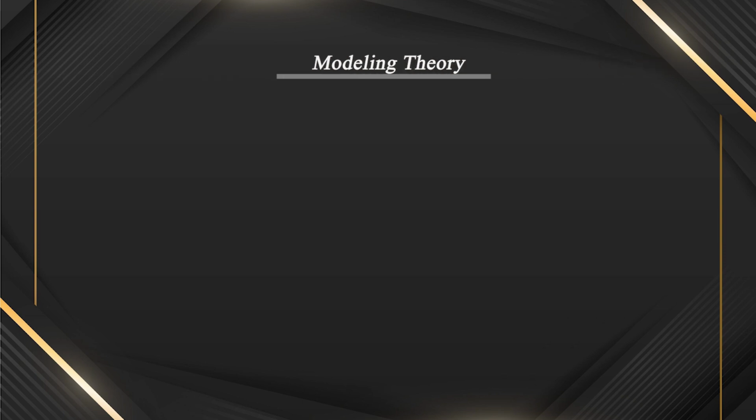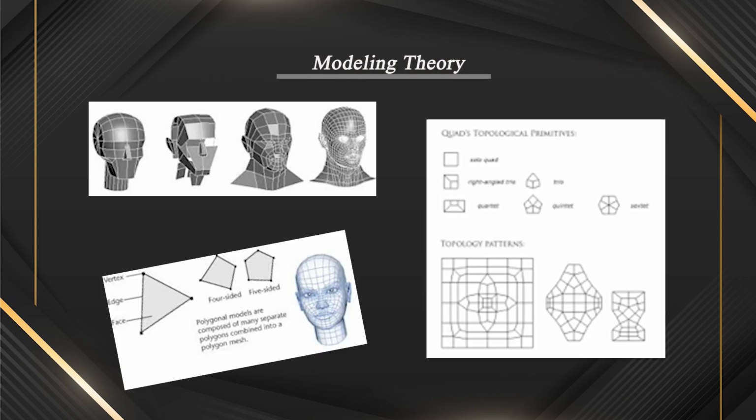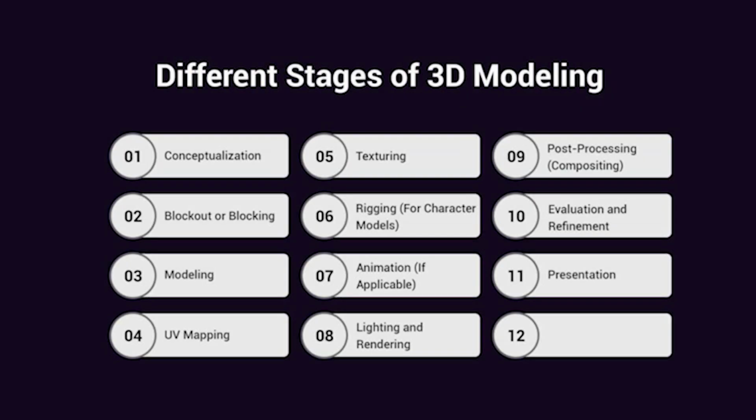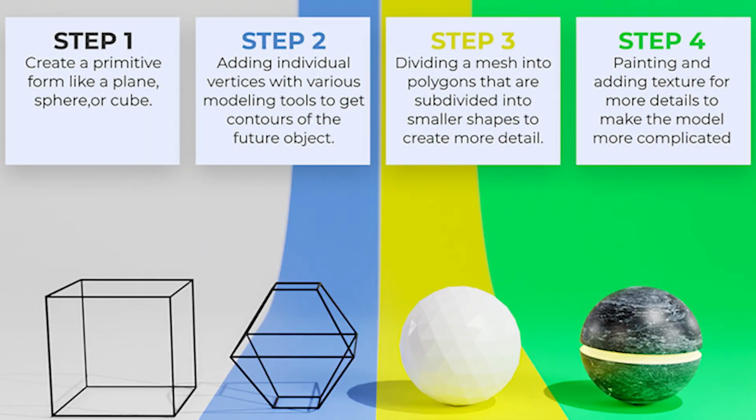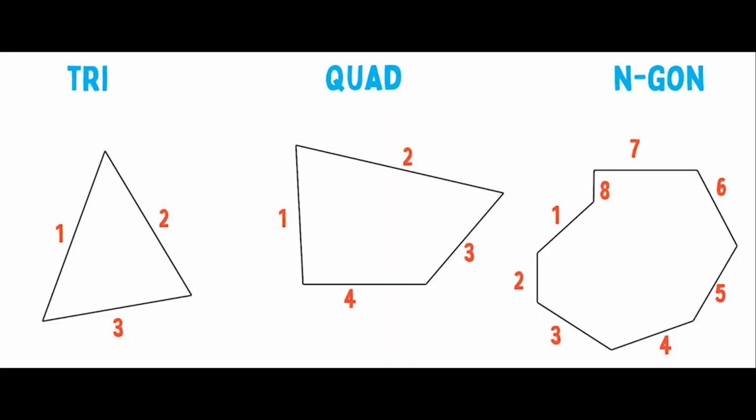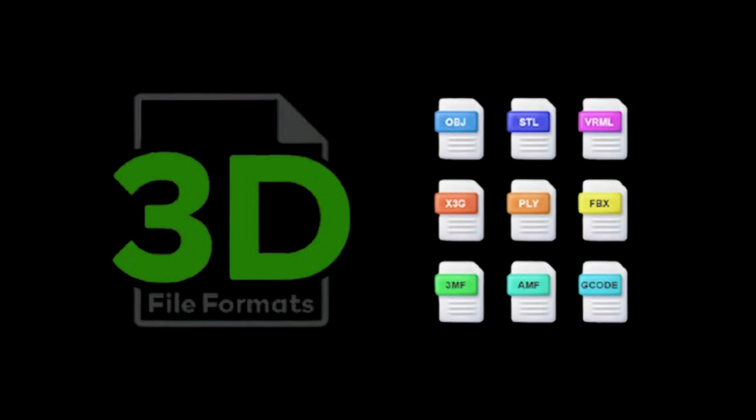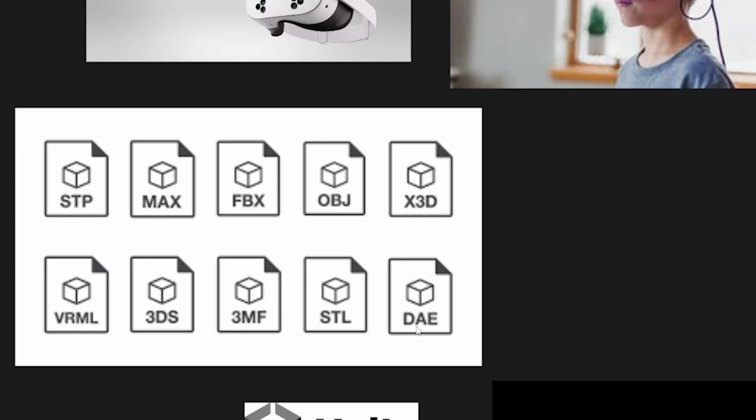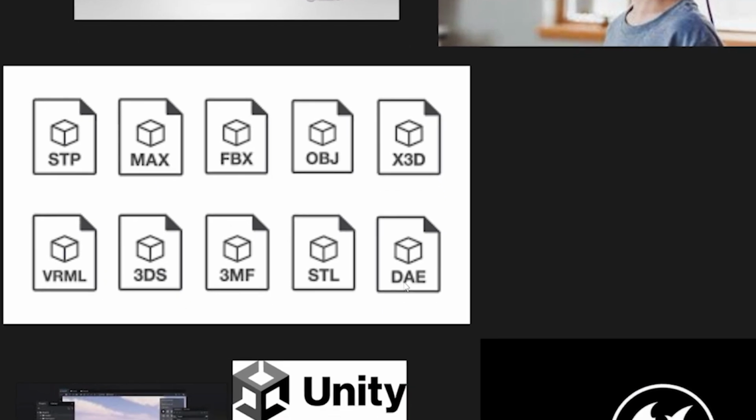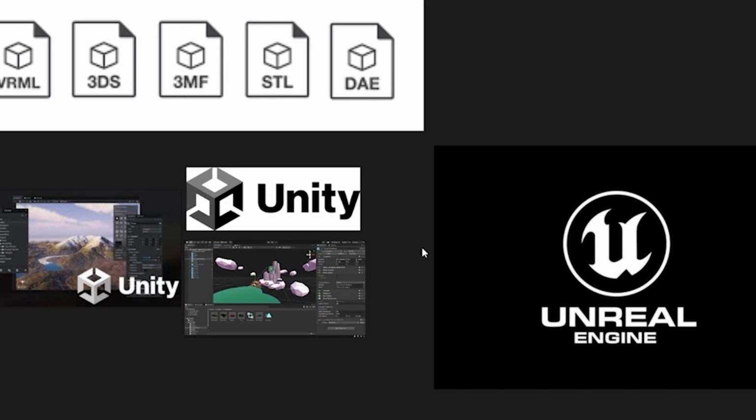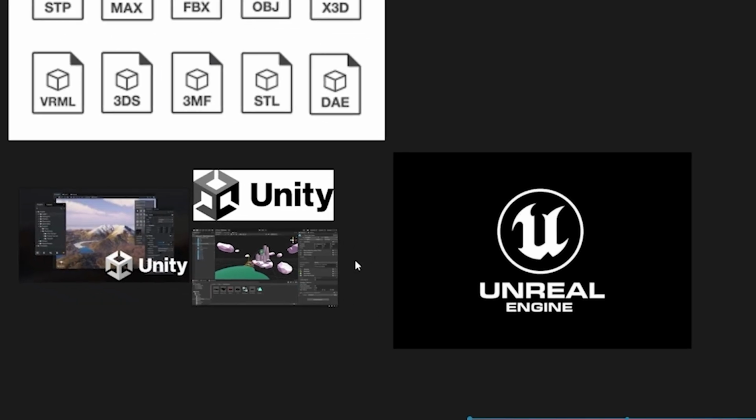In section 2, we are going to cover some modeling theory. Before touching the tool, you have to learn the core concepts that every 3D artist must know, like types of modeling and when to use them, poly count, triangles and optimization for games, understanding the device limitations for mobile, PC and VR, file formats and extensions, what Unity supports, what Unreal uses and what is required for 3D printing. This theory sets the foundation for everything you will create ahead.